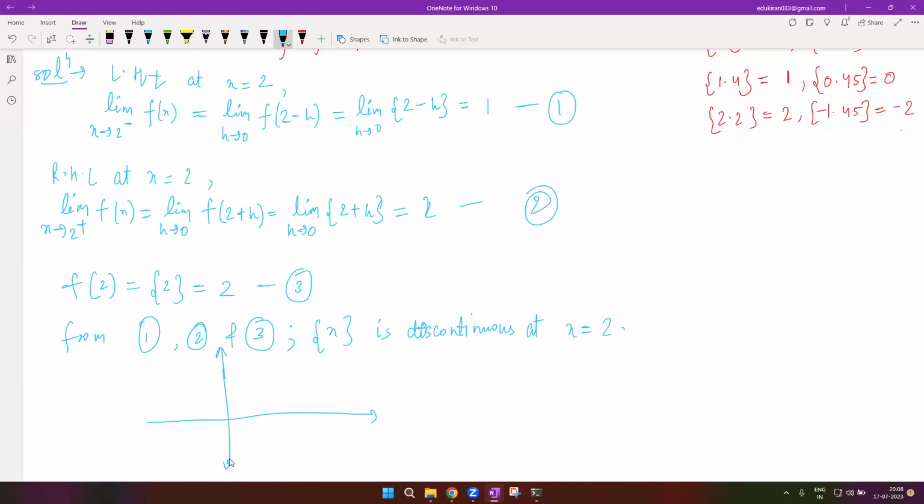Why? Now you have only considered 2. Now let's consider 0. What will be the answer at 0? 0. At 0.1, 0. 0.2, 0. 0.9, 0. 0.99, 0. At 1, the answer will be 1. So the graph of greatest integer function is like this. This is also known as stepwise function, by the way, because the graph is in the shape of steps.